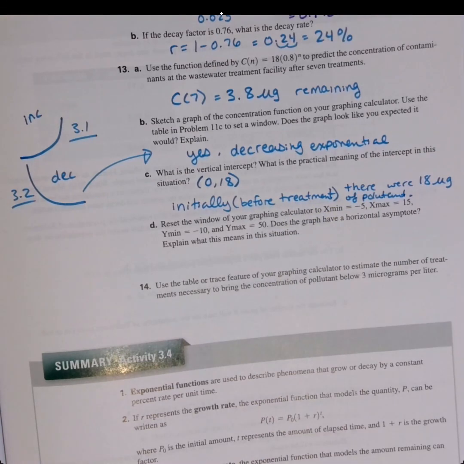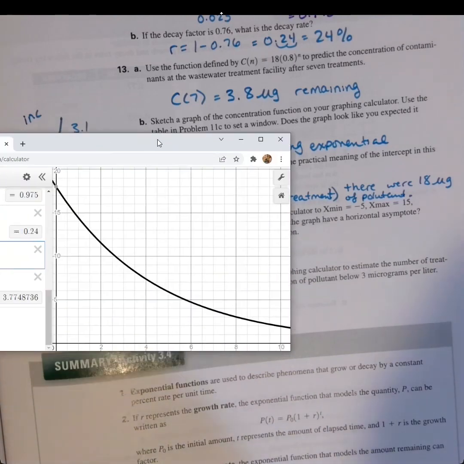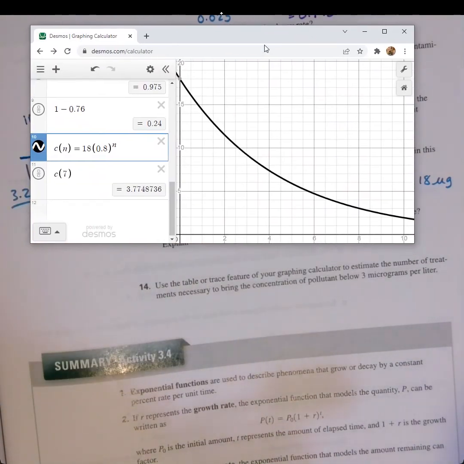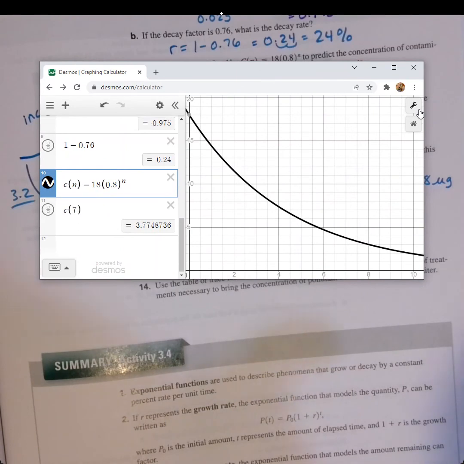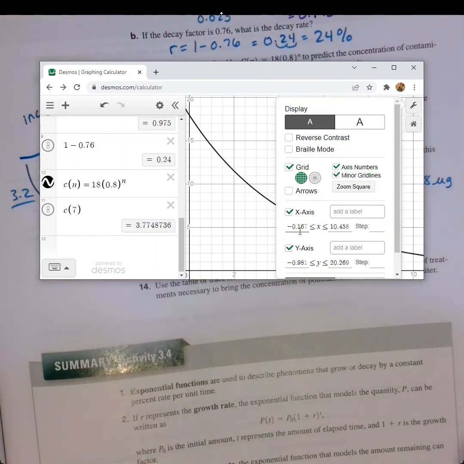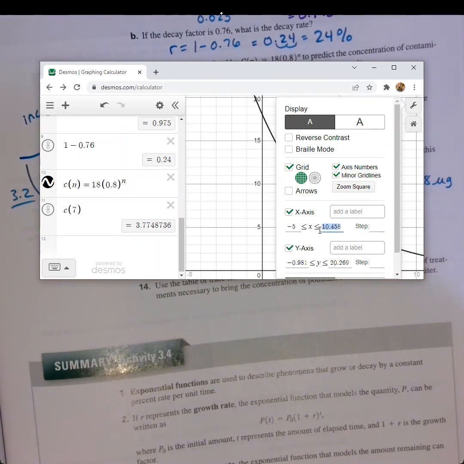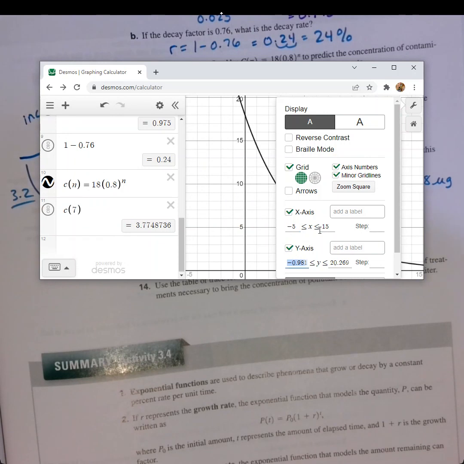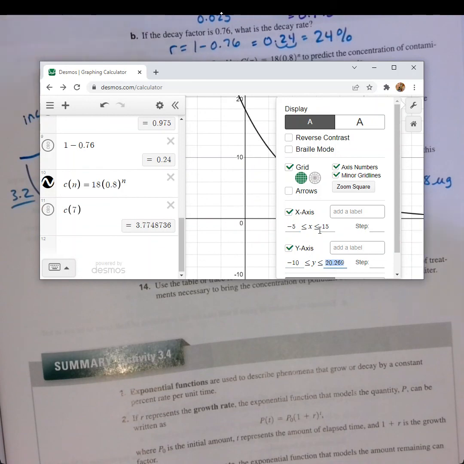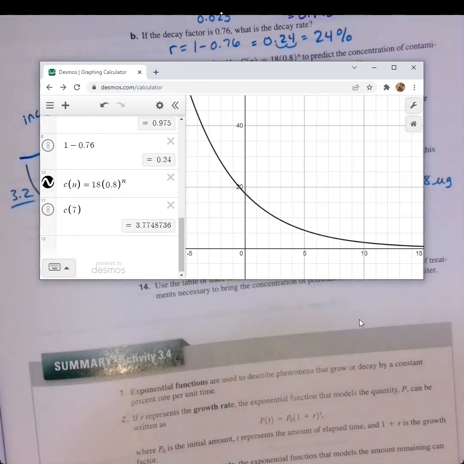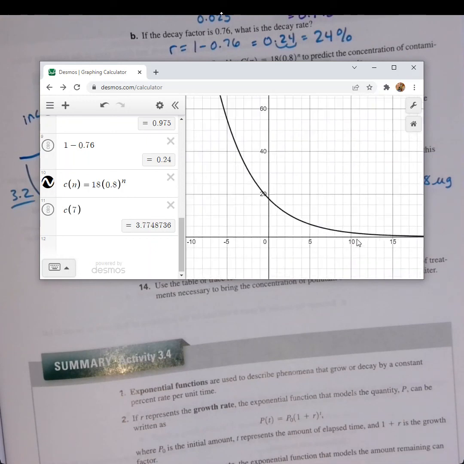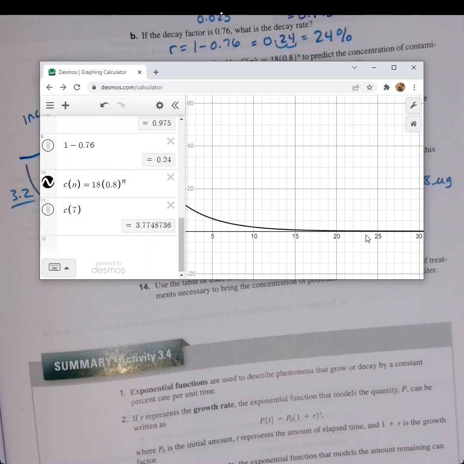Reset the window of your graph. Does the graph have a horizontal asymptote? Okay. Resetting the window to, they specifically ask me for -5 to 15 on X. And -10 to 50. Okay, I can zoom out a little bit too, because what I want to know is if this graph has that bottom border that it hits.